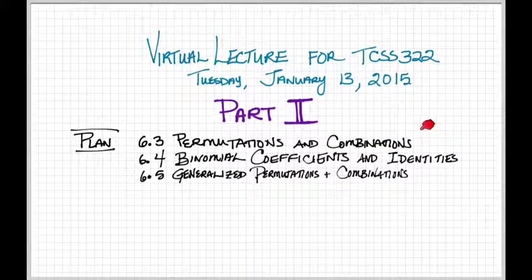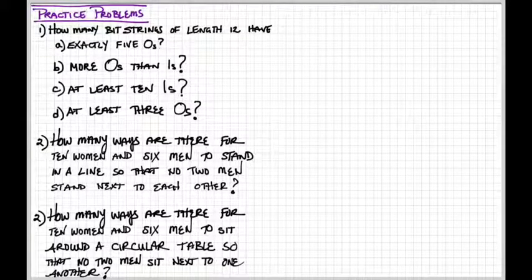We're going to begin by ending up with the 3 practice problems from section 6.3, and then we're going to go on to 6.4 and look at binomial coefficients and identities using combinatorial proof. Well, let's see how you did.